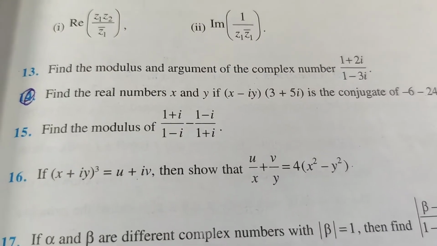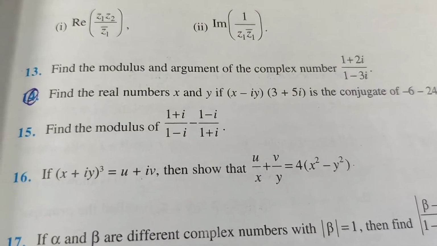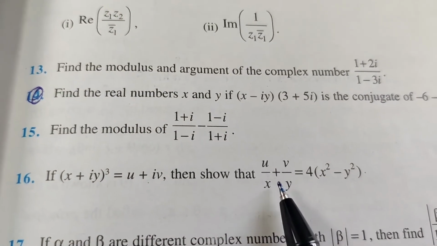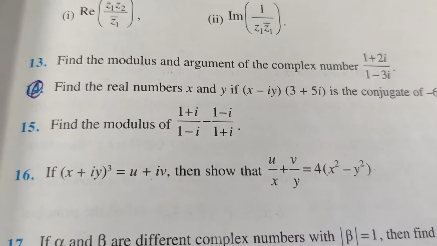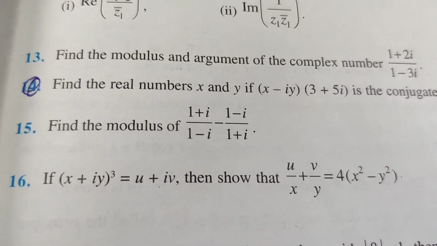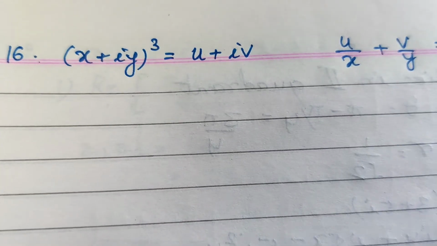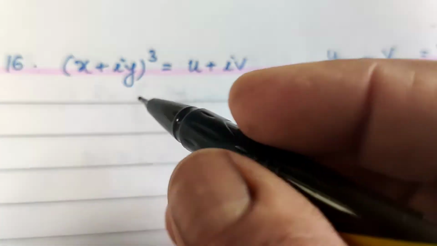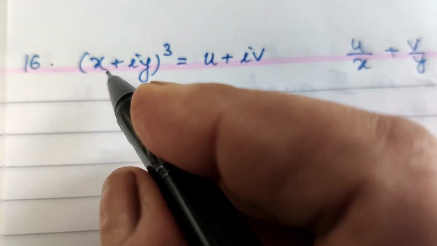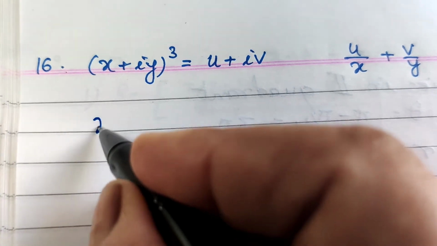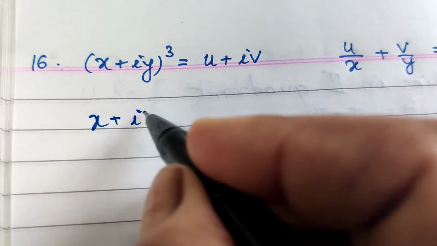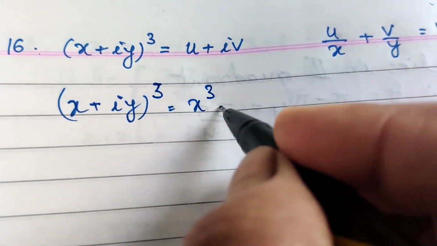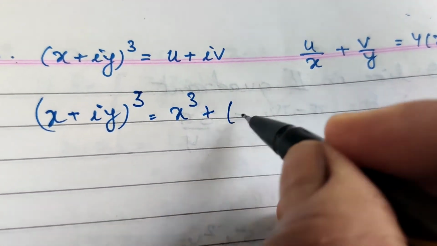Question number 16 is, if (x plus iy) whole cube is equal to u plus iv, then show that u upon x plus v upon y equal to 4 times (x square minus y square). So now just open the formula of (a plus b) whole cube. (a plus b) whole cube means a cube plus b cube.